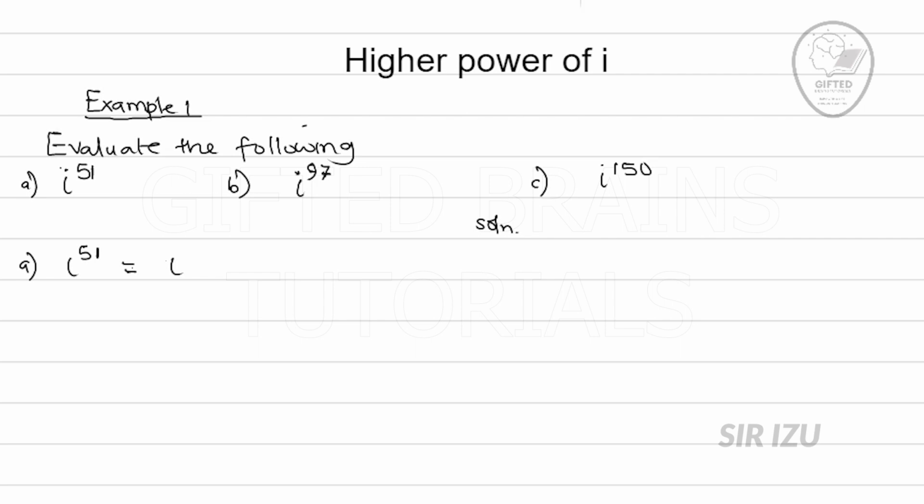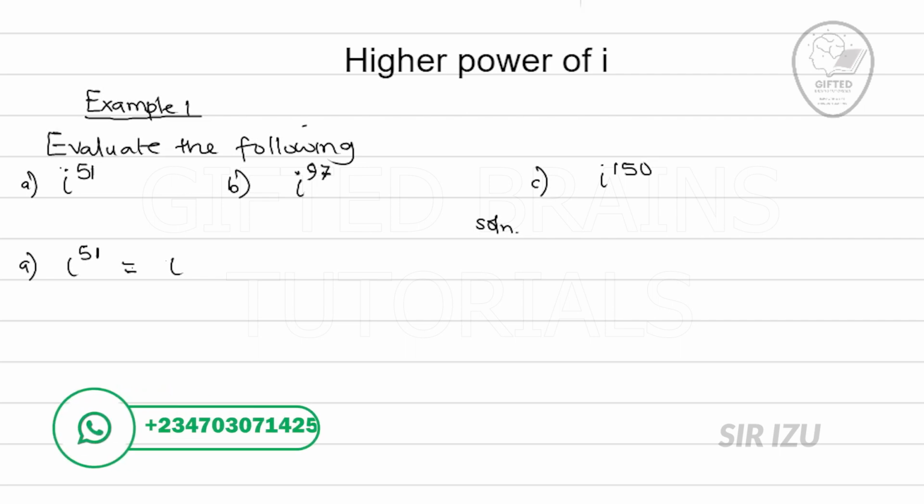So when you're given any power of i, all you need to do is look for the multiple of 4 closest to the number given to you. Like this question, we say i raised to power 51, which is part A of the question.